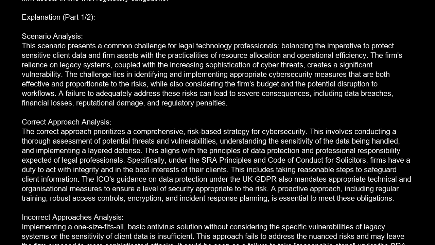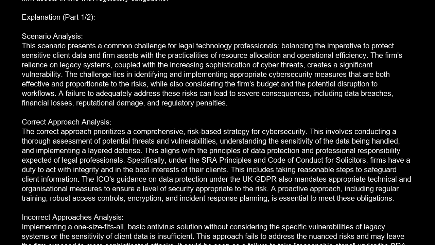Failure to adequately address these risks can lead to severe consequences, including data breaches, financial losses, reputational damage, and regulatory penalties. Correct approach analysis. The correct approach prioritizes a comprehensive, risk-based strategy for cybersecurity. This involves conducting a thorough assessment of potential threats and vulnerabilities, understanding the sensitivity of the data being handled, and implementing a layered defense. This aligns with the principles of data protection and professional responsibility expected of legal professionals.